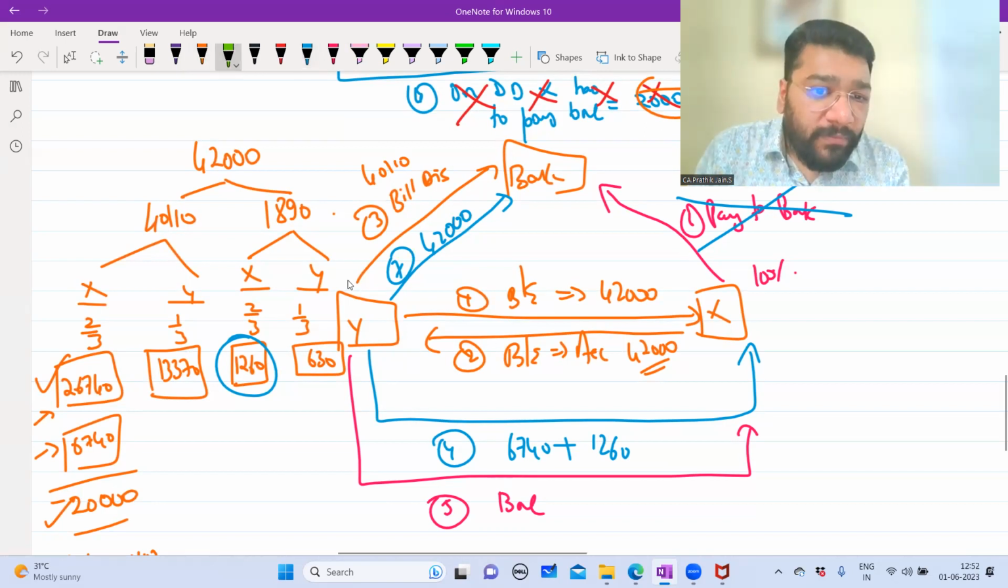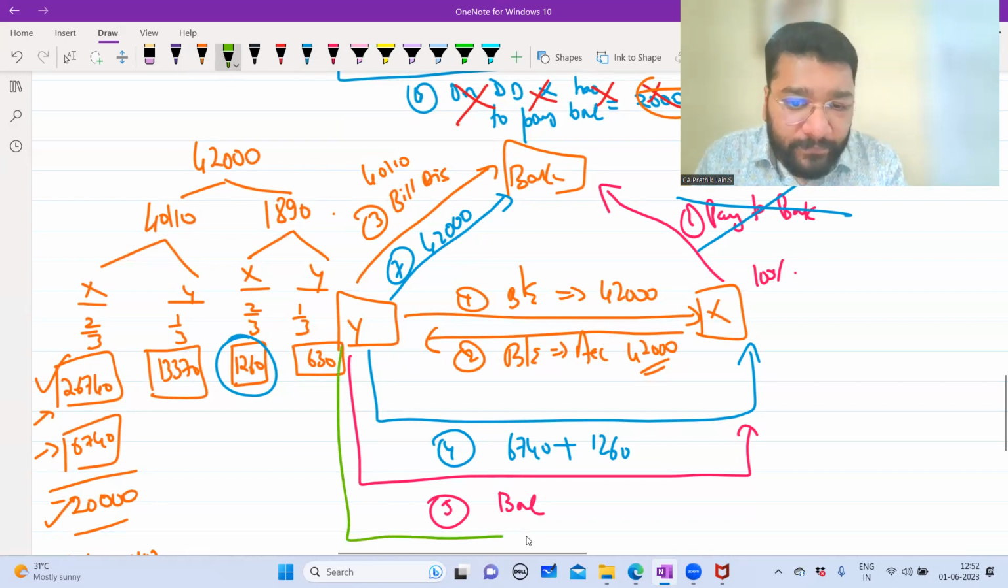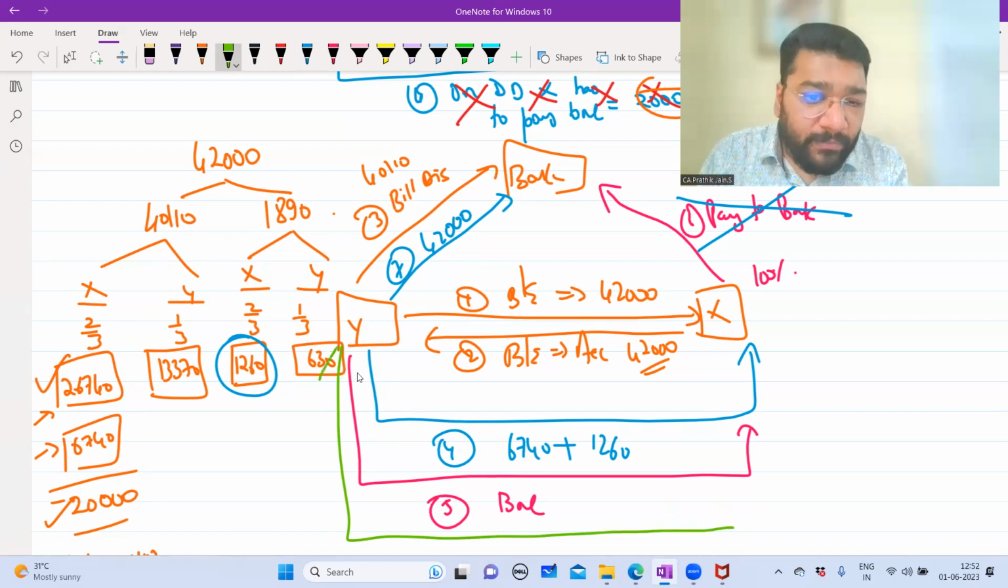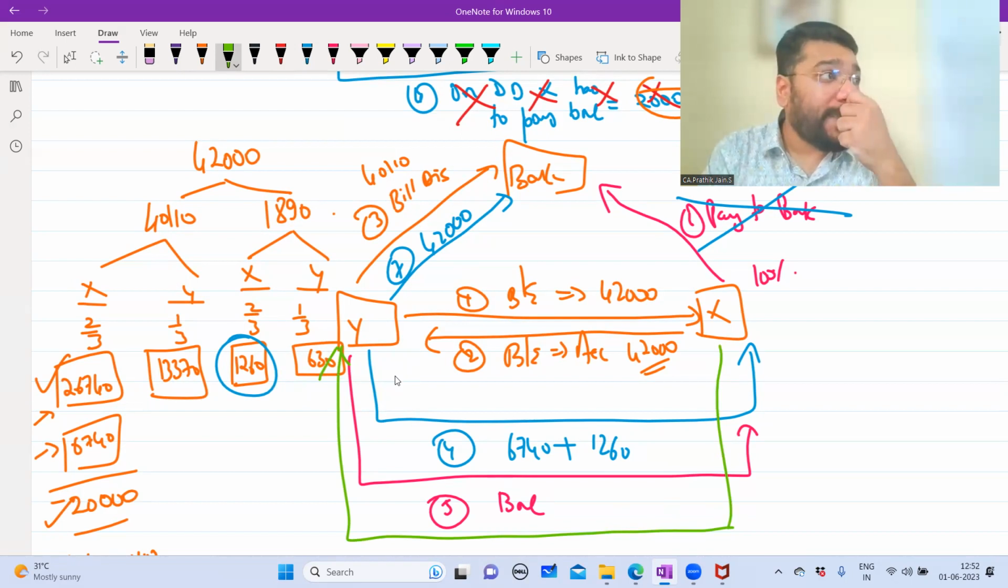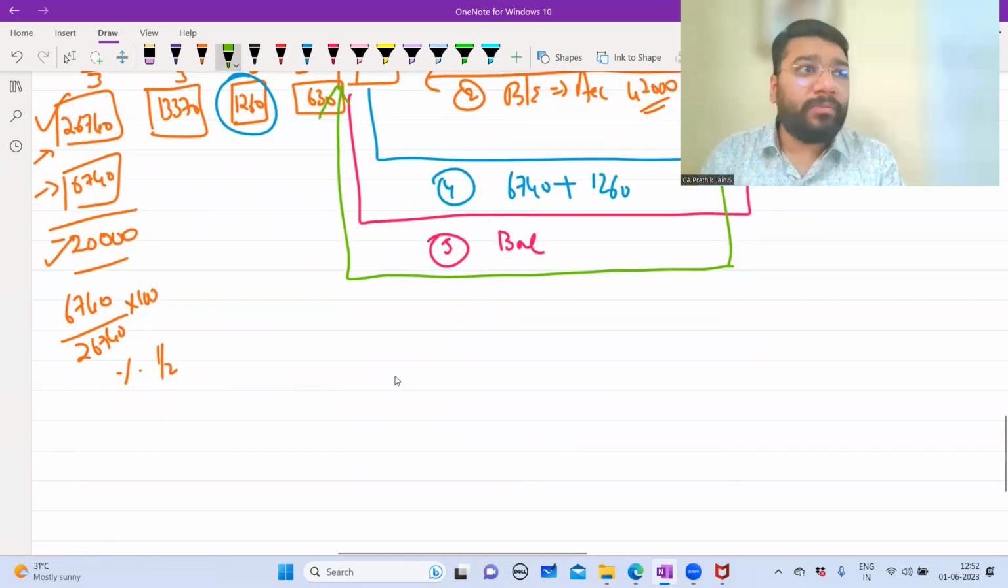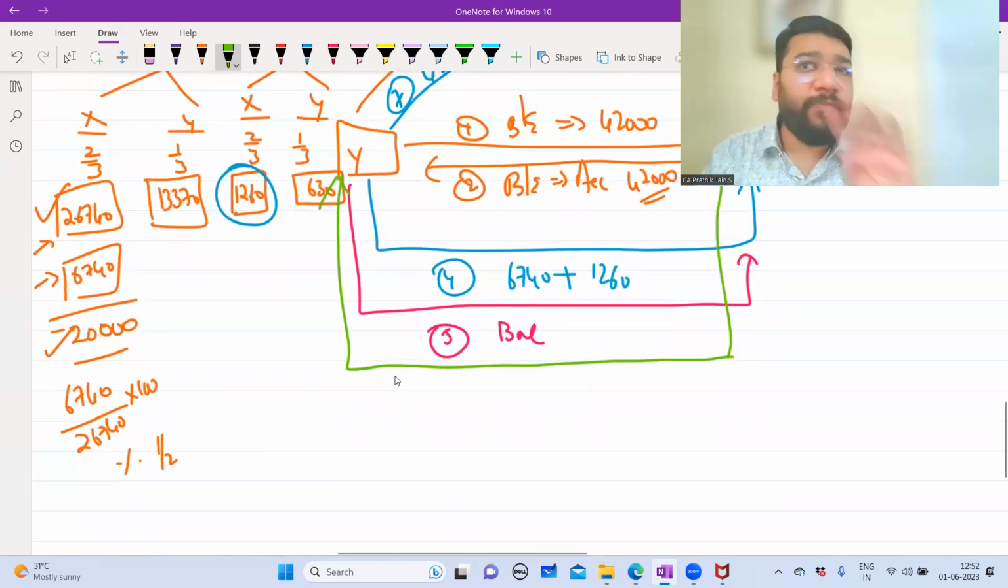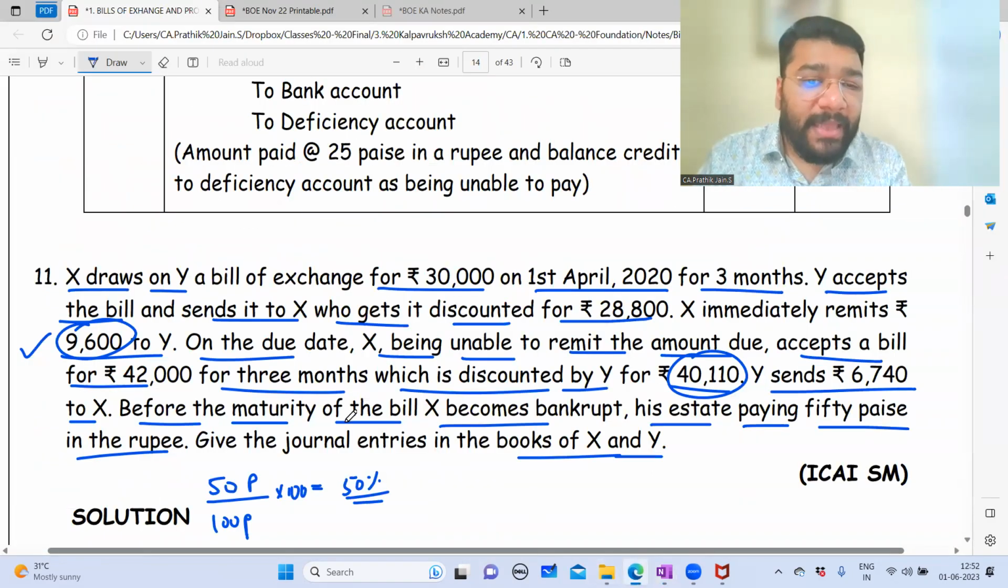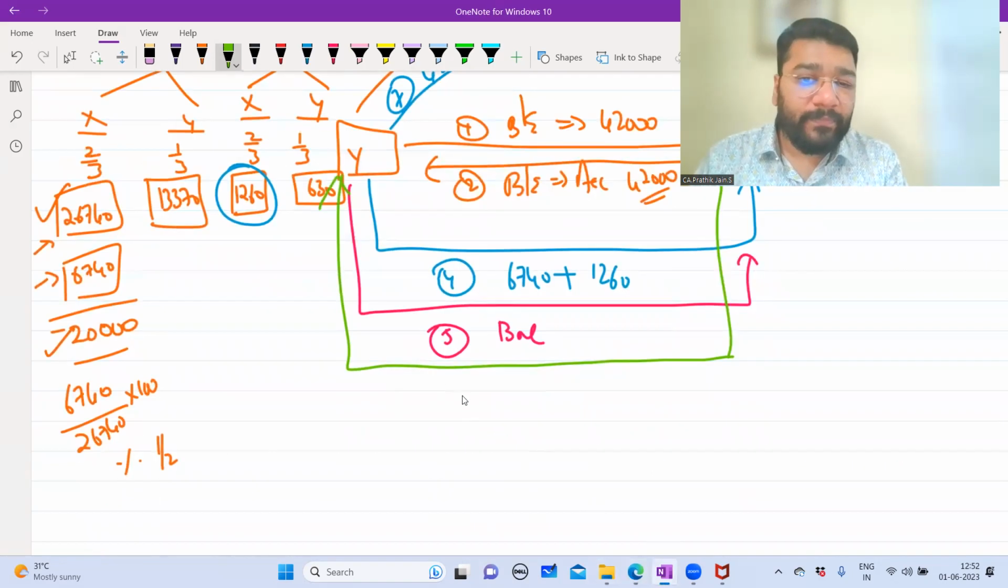So now next step is Y has to receive from X. So X has to pay. Look at the arrow, from X it is going to Y. So X has to pay Y how much? Some amount. But whatever the balance amount is, the full balance amount is not going to Y. In that, only 50% is recoverable.